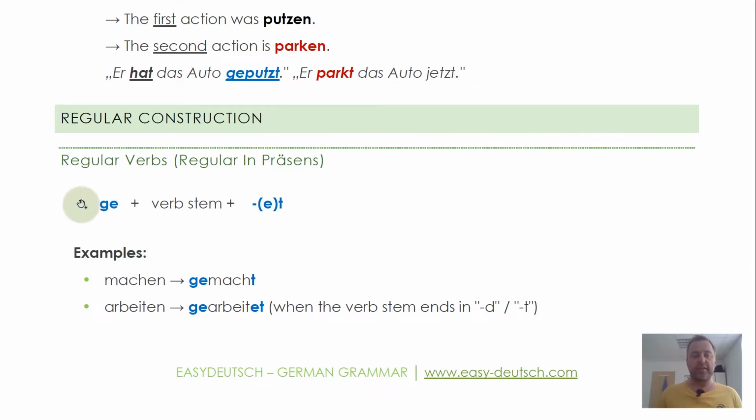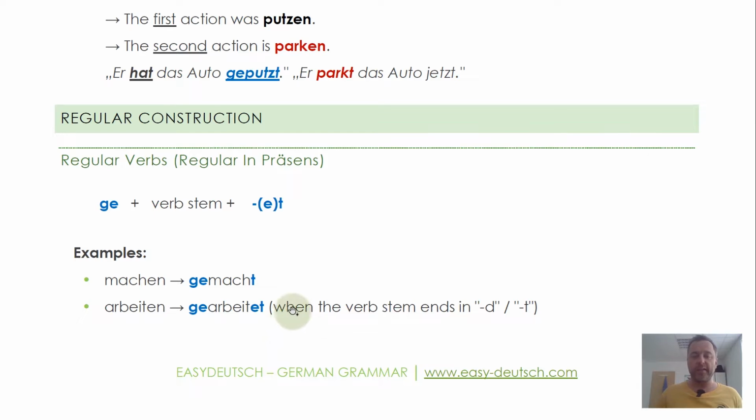Those ones get the GE in front, then we put the verb stem there, and then we put a T or an ET. So for example, machen: here we do not change the vowel. So that's why it's gemacht, so GE plus T here. And arbeiten, again, doesn't change anything, so gearbeitet. So here GE plus ET.